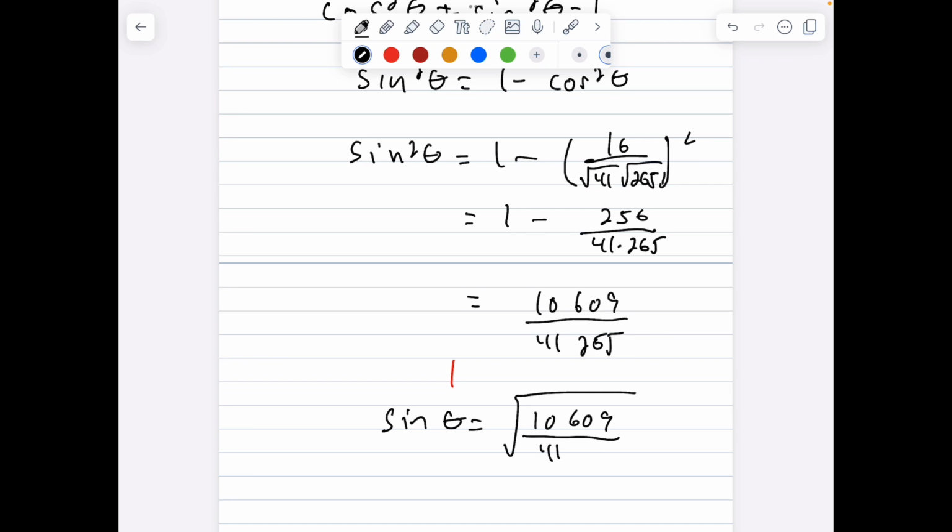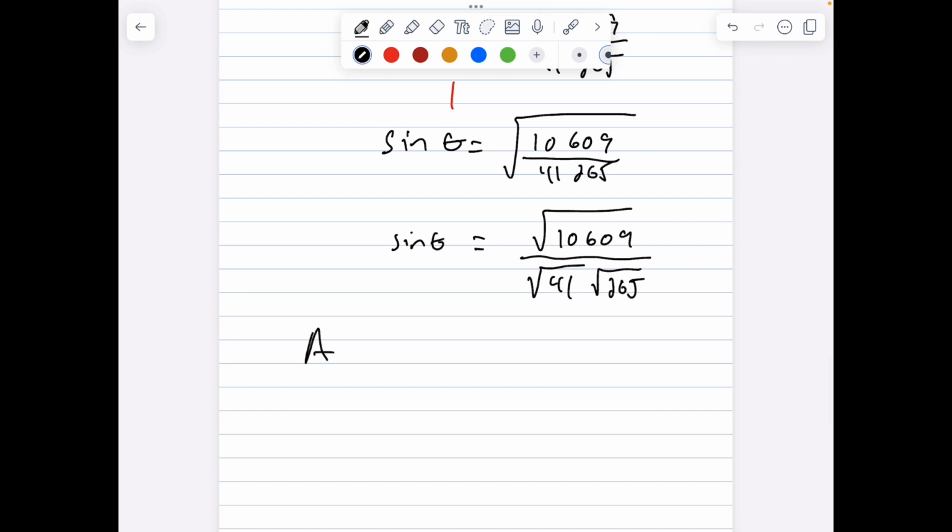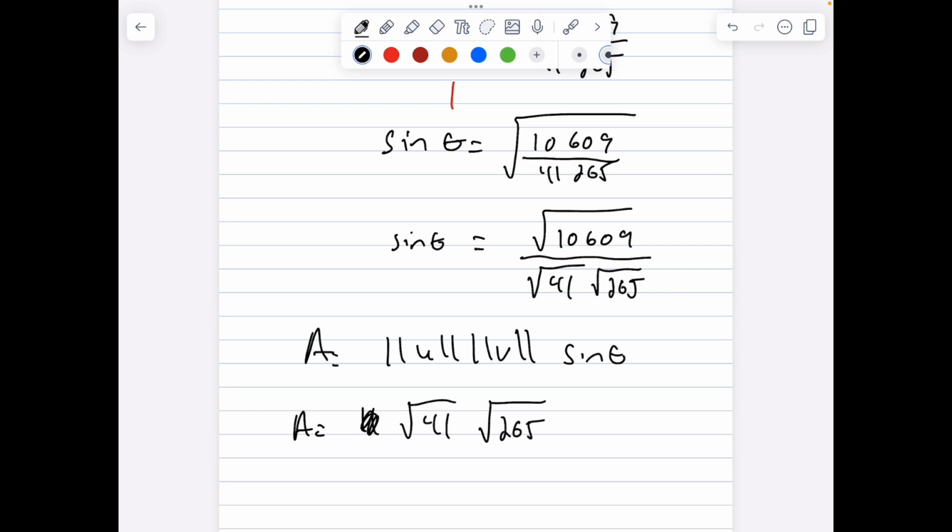Or I can break this up as the square root of 10,609 over the square root of 41 times the square root of 265, that's sine of theta. So finally, for your area, the magnitude of u times the magnitude of v times the sine of theta equals the square root of 41, times the square root of 265, times the square root of 10,609, divided by the square root of 41 times the square root of 265. These would cancel out nicely, and there you go, that's your area.